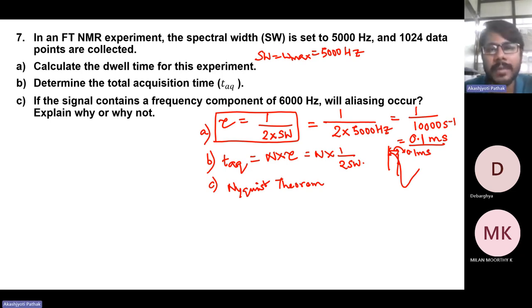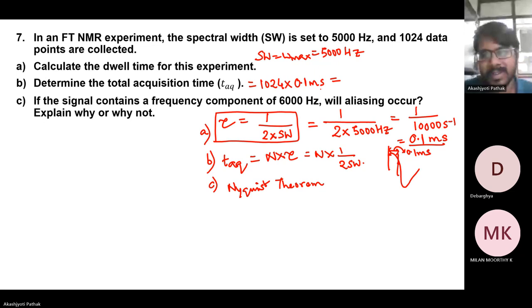And the total acquisition time: you know the number of data points, and the time interval between two data points is 0.1 millisecond. If you calculate this, you will get the total acquisition time, 102.4 millisecond, or you can convert this into seconds and get 0.1024 seconds. Okay.